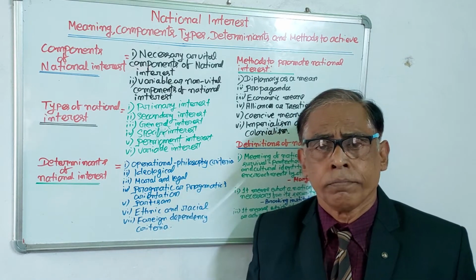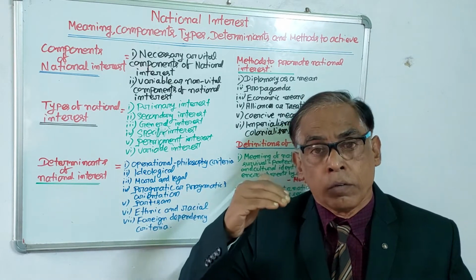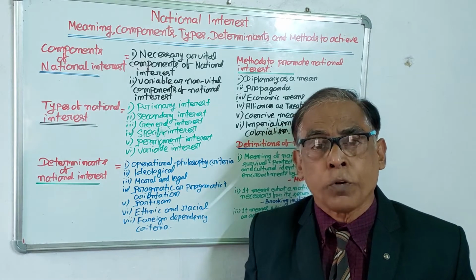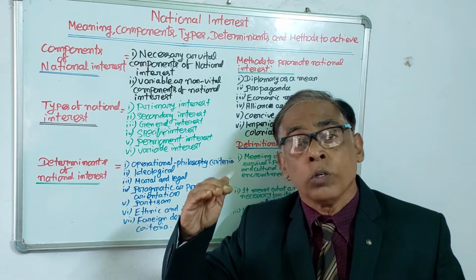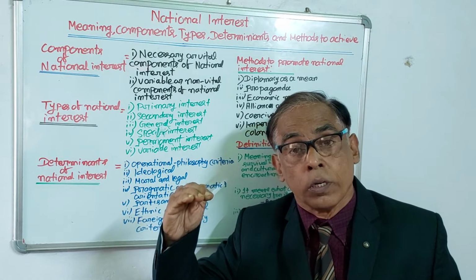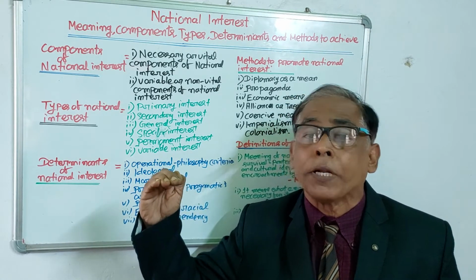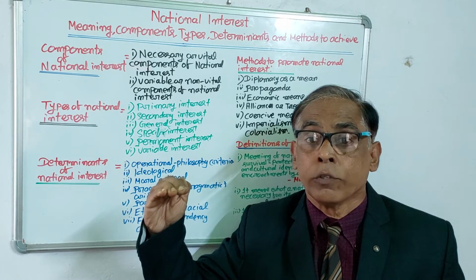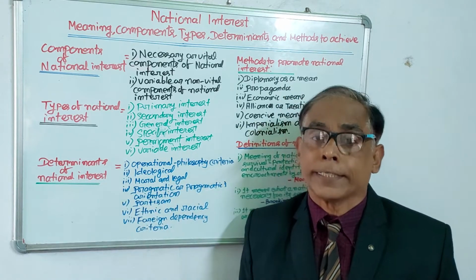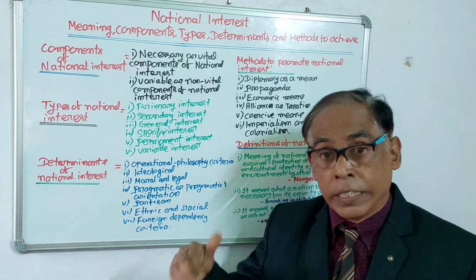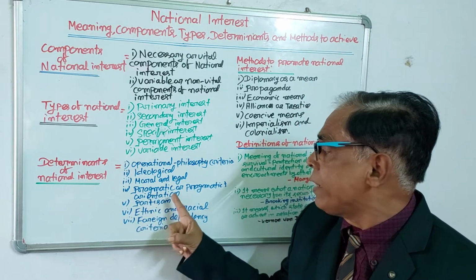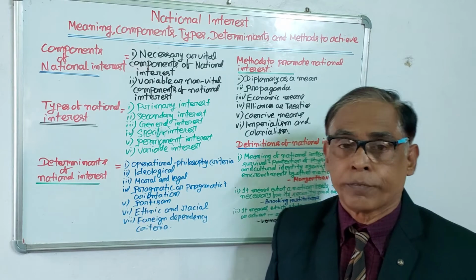Then legal. Legal means whenever a country prepares its foreign policy to secure national interest, it must go through international laws and principles. It will not take shelter of illegal things. It is also a determinant of foreign policy, of national interest. Number four, pragmatic or pragmatist orientation.